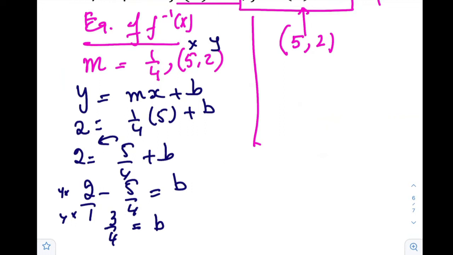So my equation will be f inverse of x is mx plus b, means 1 over 4 x plus our new b, which is this one. Easy.